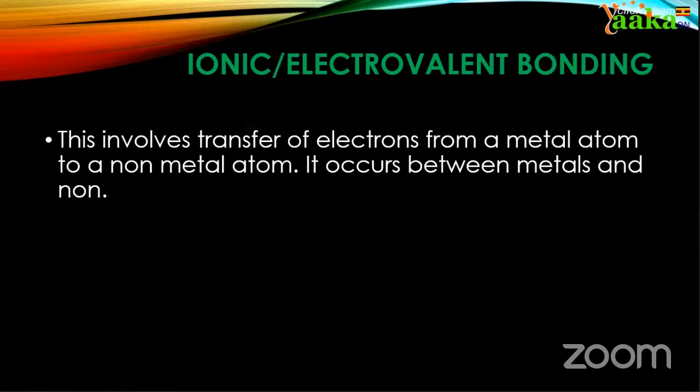Below are some of the types of bonding. We have an ionic bond. Sometimes we call it electrovalent bonding. This involves the transfer of electrons from a metal atom to a non-metal atom. It occurs between metals and non-metals.